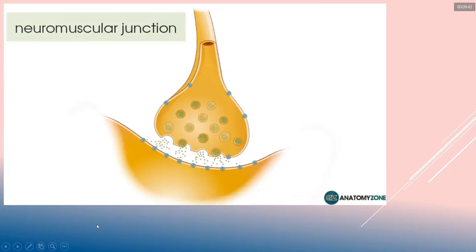This is where the nervous system is in contact with the muscles. In this particular example, the neuron, the presynaptic neuron, would be a motor neuron, and the postsynaptic neuron isn't actually a neuron, it would be a muscle cell.